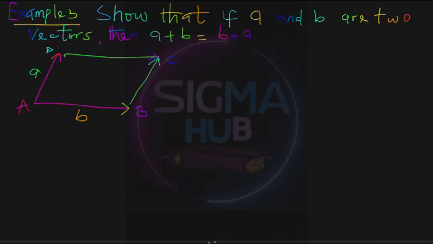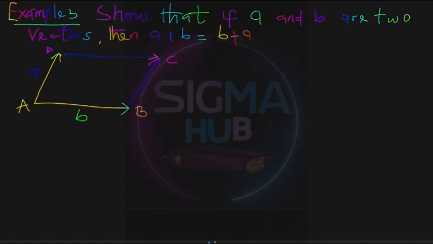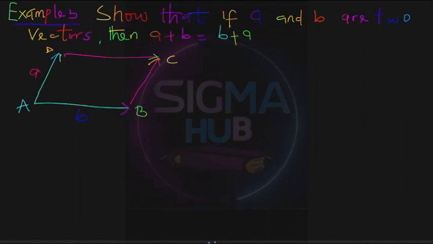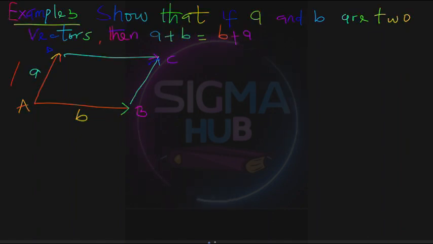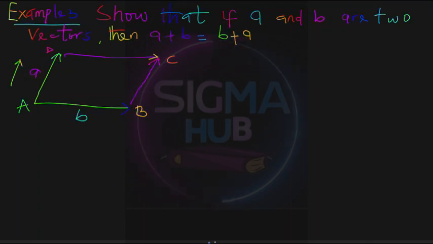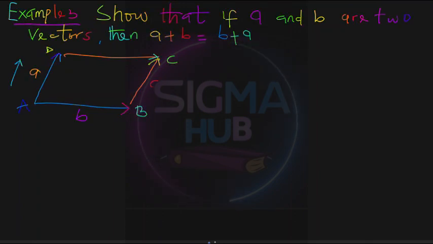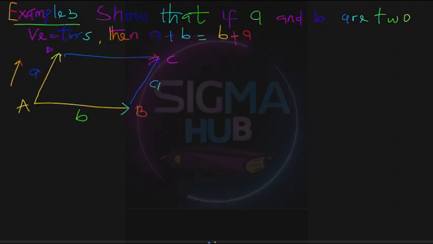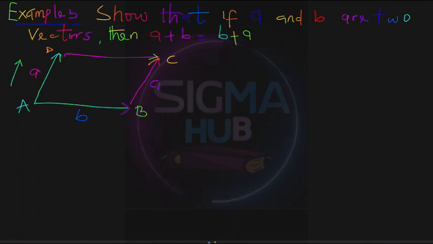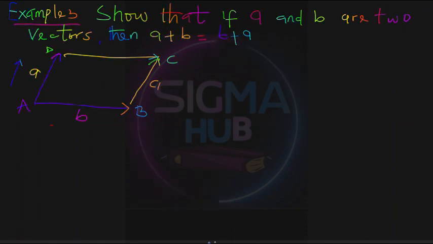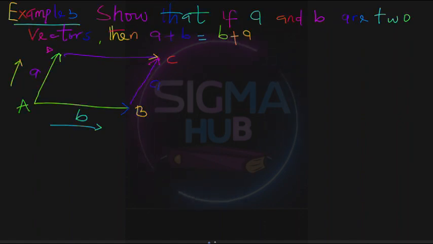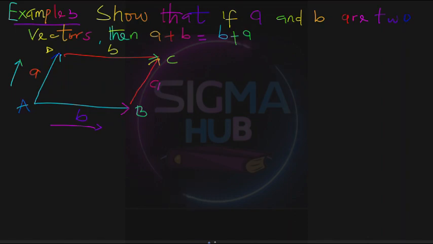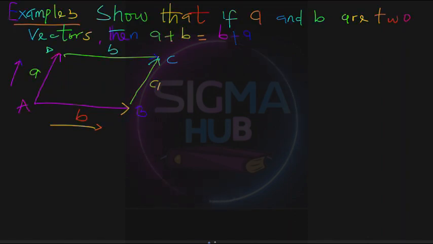Now we have to show that A plus B is the same thing as B plus A. From this diagram, it's easy to see that if the first side here is A, then the opposite side that is parallel to side A is also A, because one of the properties of a parallelogram is that opposite sides are equal and parallel. Likewise, if this AB is B, it means this C will also be what? Will also be B, because the opposite sides of a parallelogram are equal.